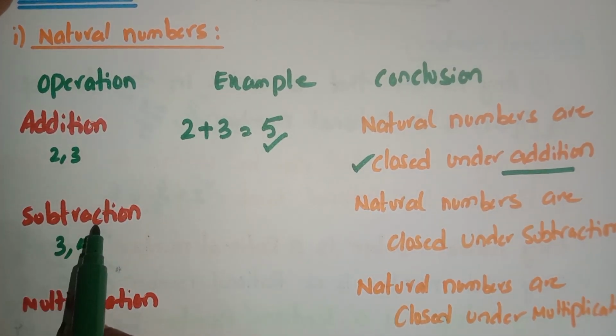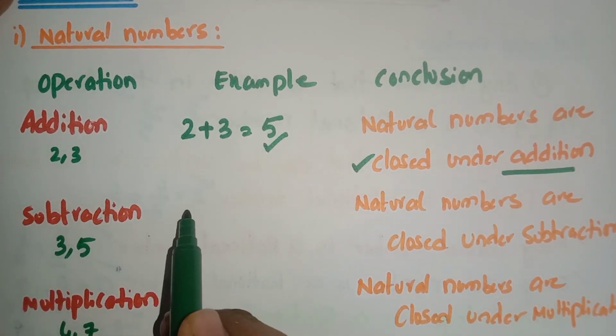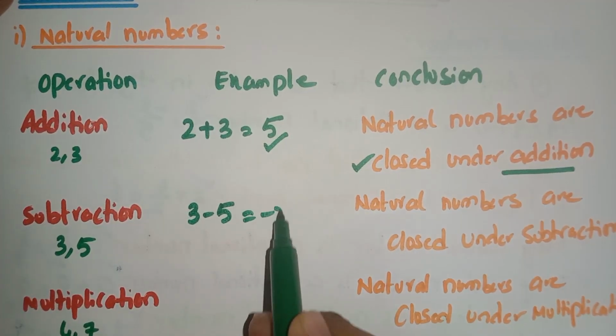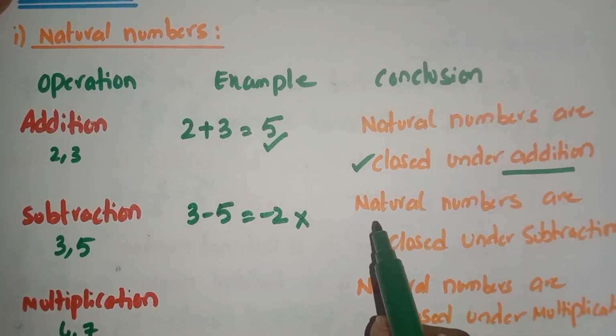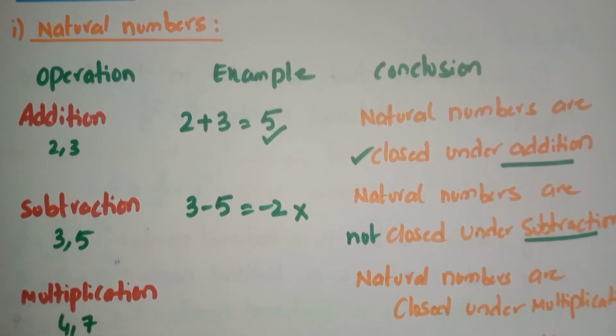Next one, we have subtraction. To explain this, we have to select two natural numbers, that are 3, 5. If you perform subtraction, that is 3 minus 5, which is equal to minus 2, but that is not a natural number. So we can conclude natural numbers are not closed under subtraction.